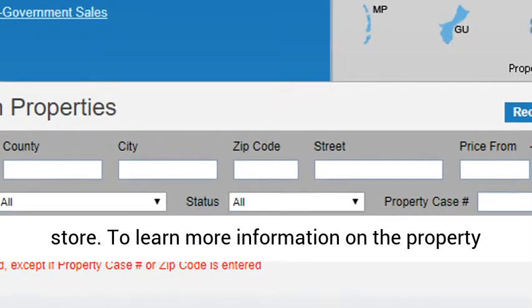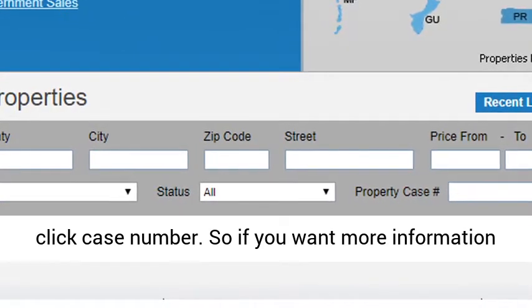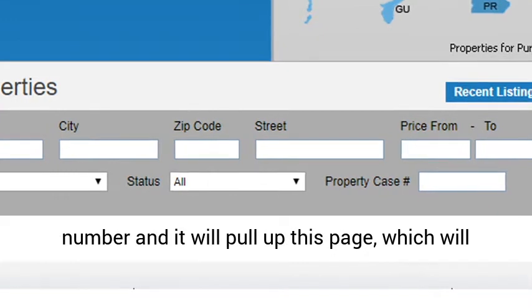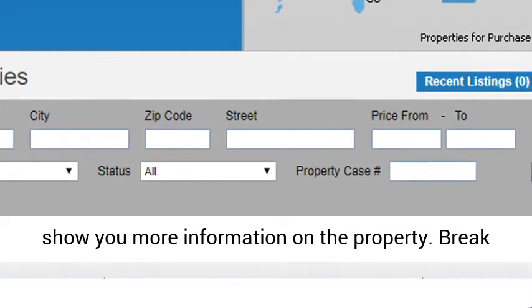To learn more information on the property, click case number. So if you want more information on this particular property, click on the case number and it will pull up this page, which will show you more information on the property.